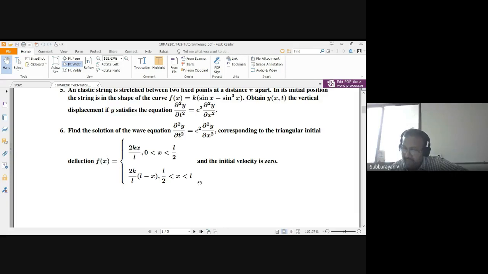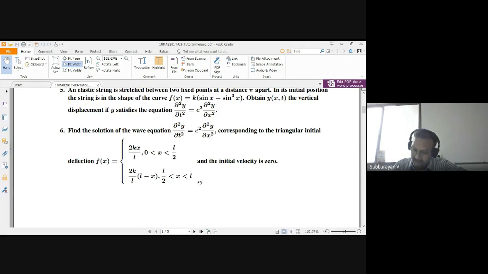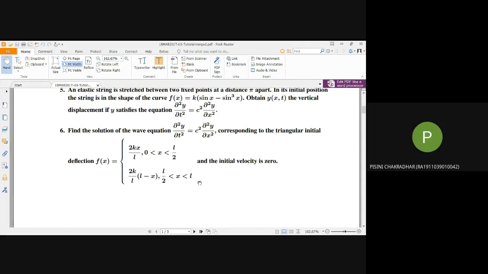You will end up with a series solution, summation n equal to 1 to infinity, bn into sine n pi x by L into cos n pi ct by L. Okay, now tell me, what is the formula for bn? 2 by L integral 0 to L.